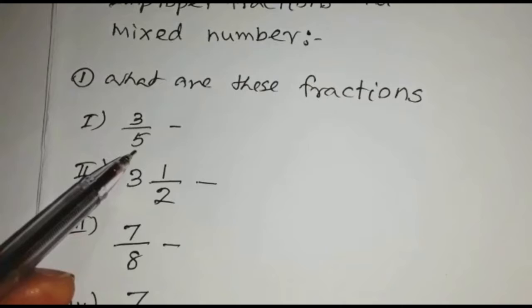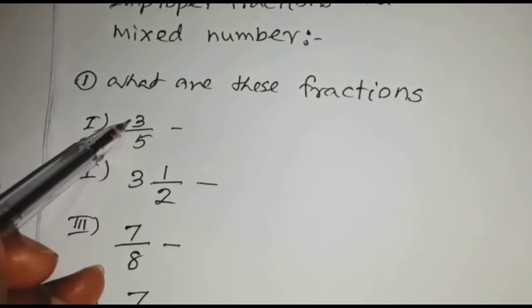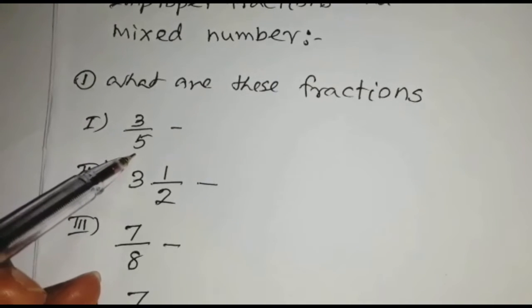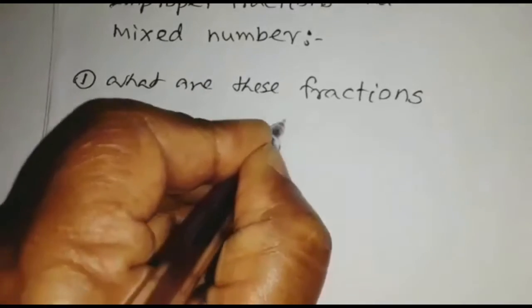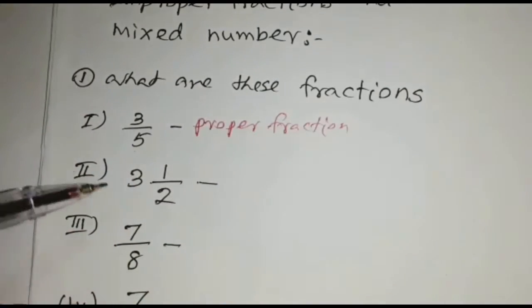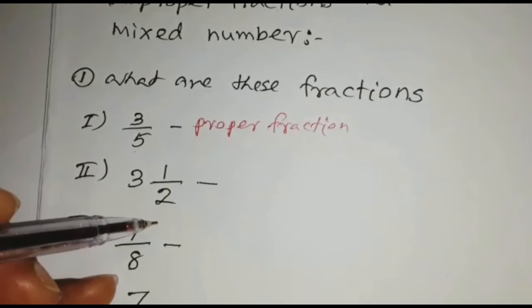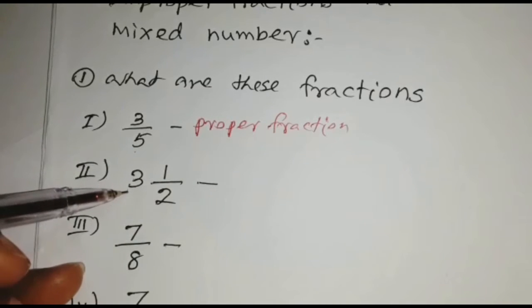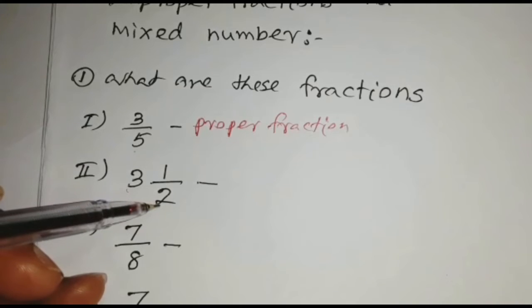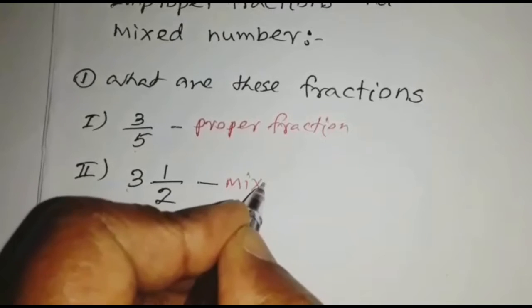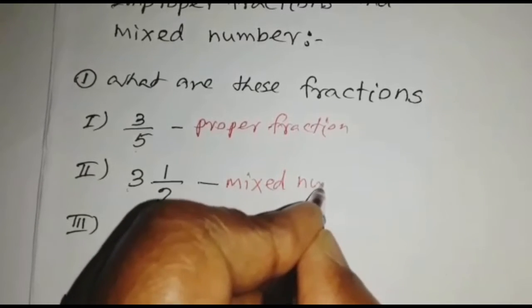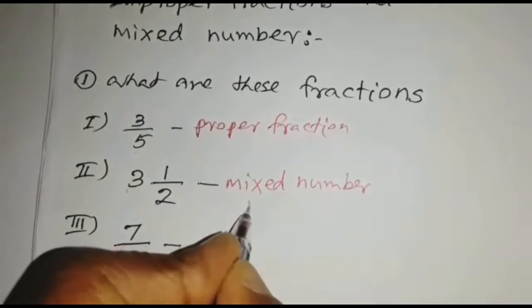First one, 3/5. Here the numerator is small and the denominator is large. So this fraction is a proper fraction. Second one, 3 1/2. A whole number and a proper fraction together. So this fraction is a mixed number, or mixed fraction.